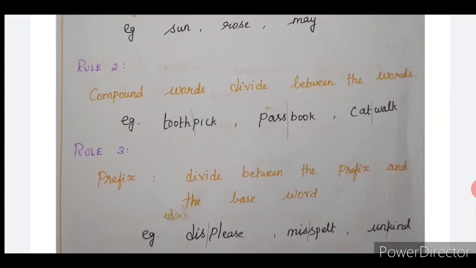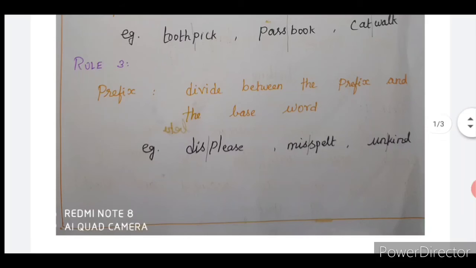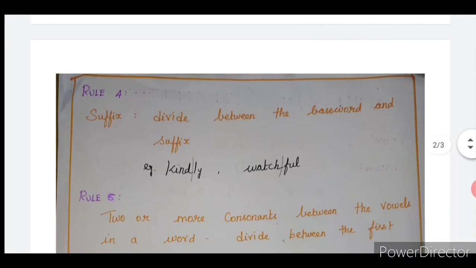When you read the word, it seems to be like a compound word. It will divide between the words. For example, toothpick, passbook, catwalk, blackboard. Okay. So next, rule 3, prefix: divide between the prefix and the base word. So if it is a prefix word, you can divide between the prefix and the root word. And if it is a suffix, you can divide between the base word and the suffix.